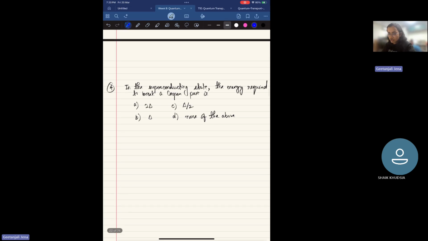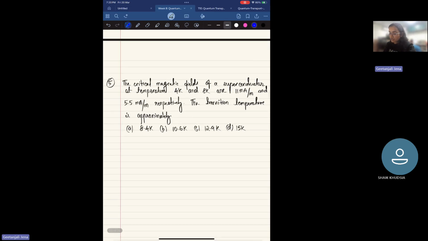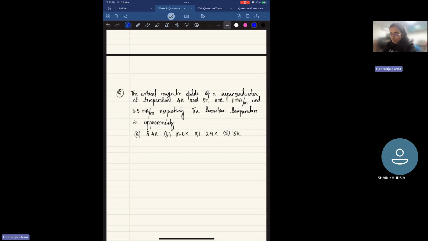Do you have any doubt? I saw you writing some query in the chat section. Okay. I think question number 4 is somewhat similar to question number 3. What is the energy required to break the super pair, which is 2 delta? It's a repetition.